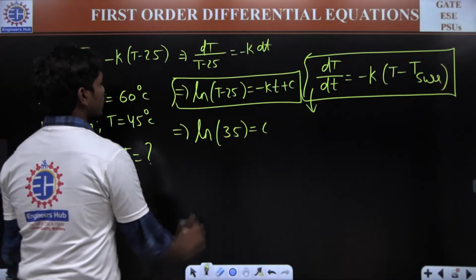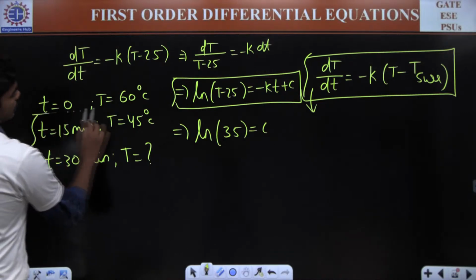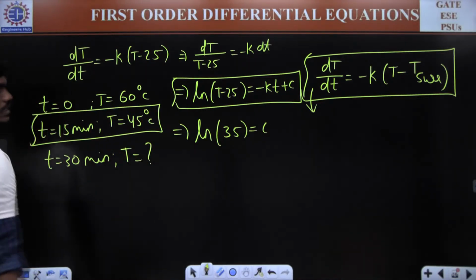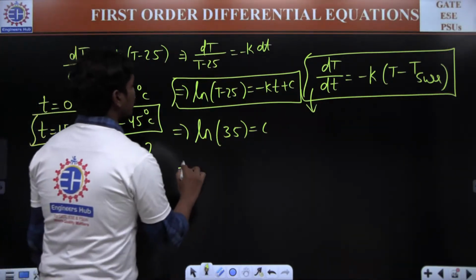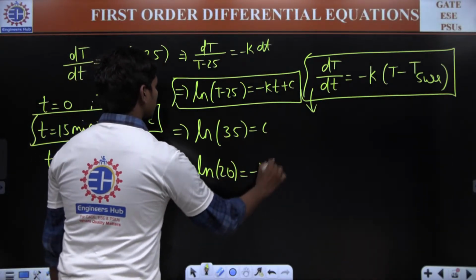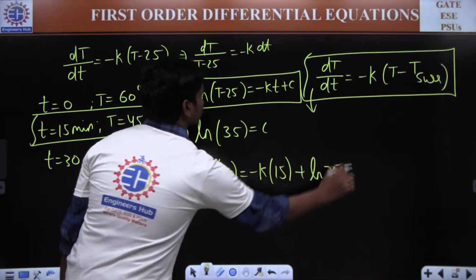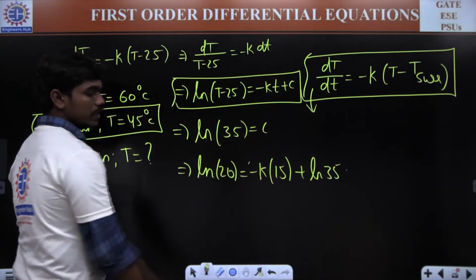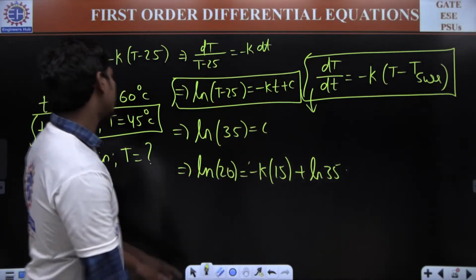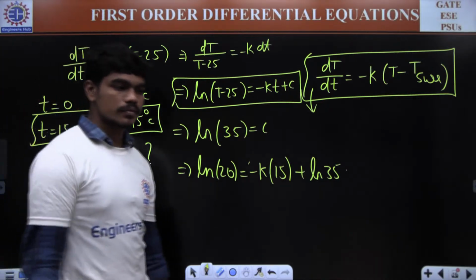Now, if C is ln 35, then what about the K value? Let us try to substitute this condition again. At t is equal to 15, T is equal to 45. So this implies ln 20 is equal to minus K into 15 plus C, which is ln 35. This is what you get. So you can identify what is K. Now you know what is K and what is C, then you can calculate at t is equal to 30 minutes, what's the corresponding value of capital T. Okay.